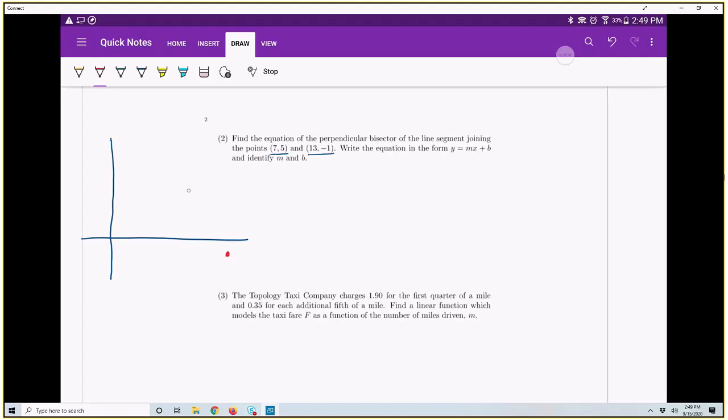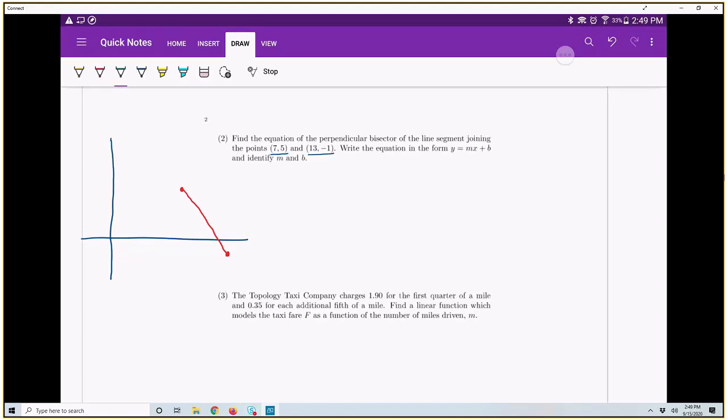So let's say this might be roughly 13, -1, 7, 5, and the line segment connecting them. And that, of course, should be a straight line, but I'm drawing it by hand, so it's not looking perfectly straight, but that should be a straight line. Okay, so that's the line segment.